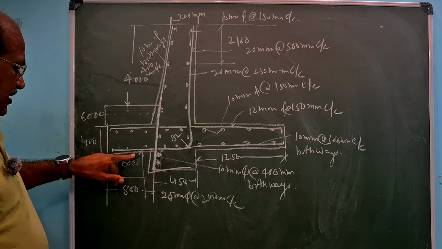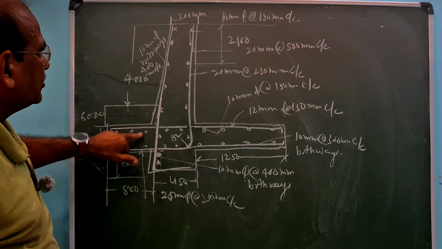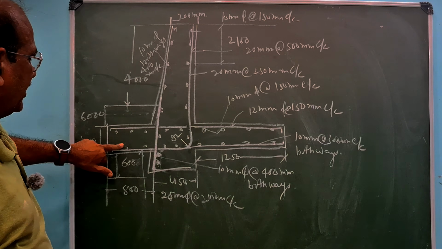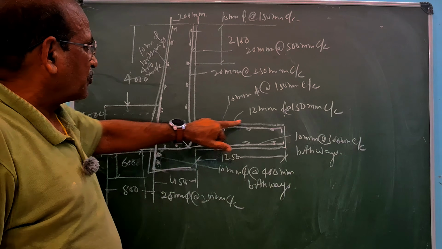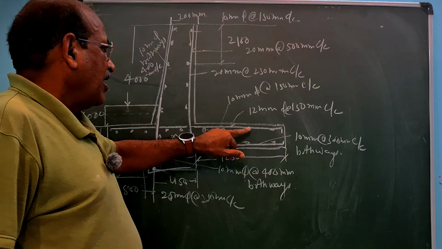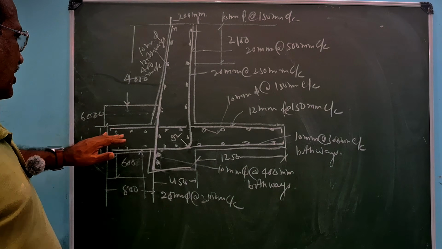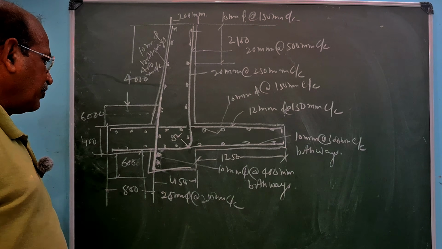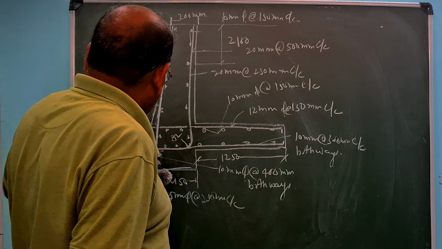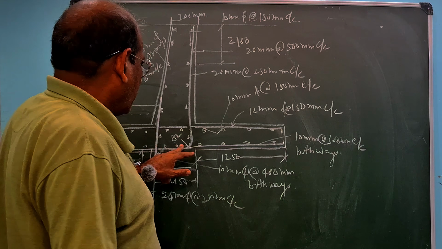You can say the distribution steel can be 10 mm, that is which we have provided 150 mm, that can be provided over here. And the heel portion is 12 mm main bar 150 center to center, and distribution 10 mm at 150 mm center to center. This will continue throughout the bottom part. You provide 10 mm, 300 mm both ways. This will extend up to here, up to this point. You can extend up to length in that.